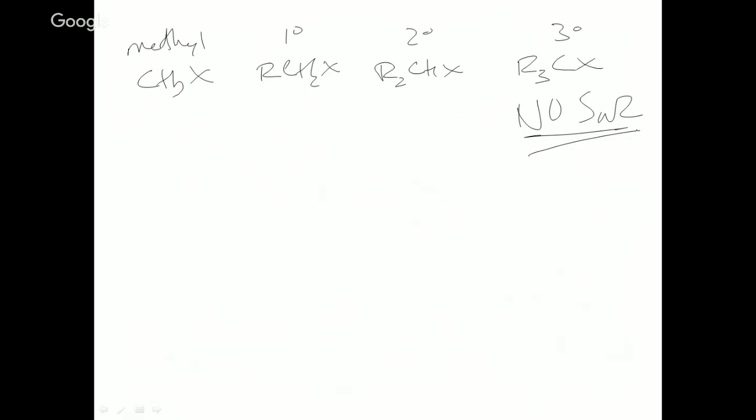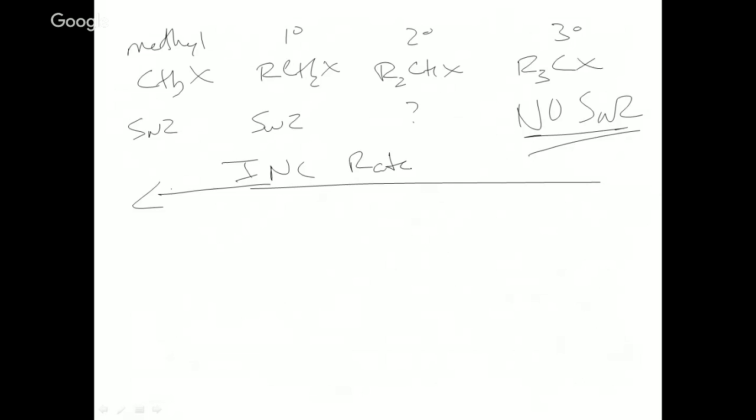Too sterically hindered. It's just too sterically hindered for this transition state. These are the least sterically hindered, so yes, they definitely undergo SN2. And then a question mark. Secondaries are going to be the question mark, and they're going to be the toughest ones to deal with. So what we see is increasing rate of SN2 from right to left. So it's sterics, that's great.